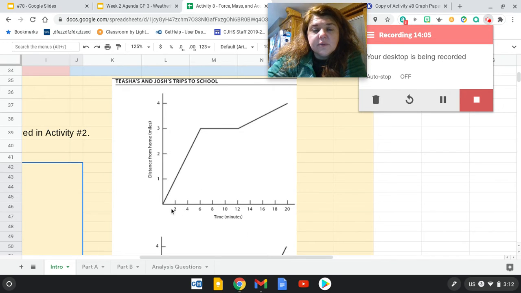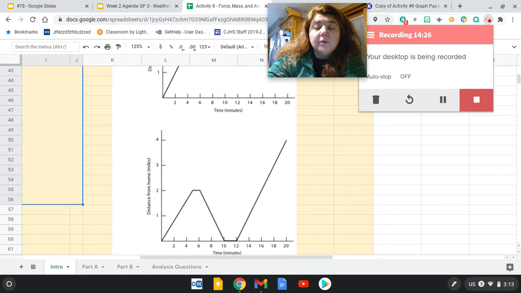Well, we can see how long it took them to go to school, because we can see the intervals down here on the x-axis. And then we can see how far the school is from here. And sure enough, we can look at that on the y-axis. We can also tell when the vehicle stopped. We can tell the vehicle stopped because it's a flat line.